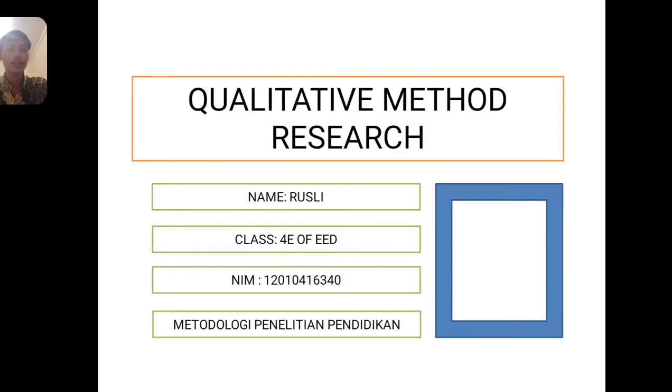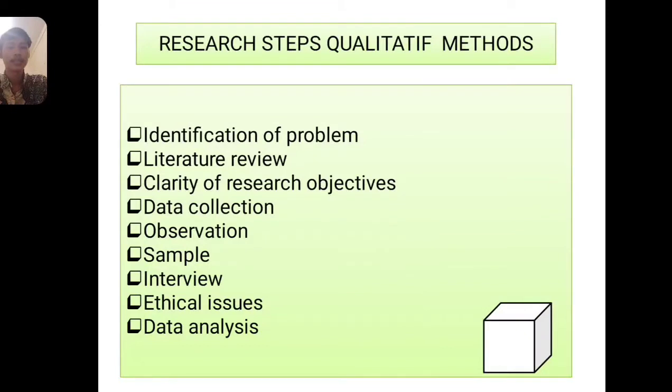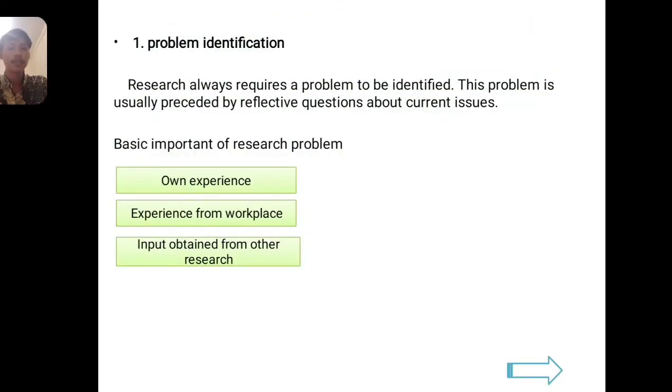In this video, I will explain about research steps in the qualitative method. The first step is problem identification. Research always requires a problem to be identified. This problem is usually preceded by a reflective question about a current issue.